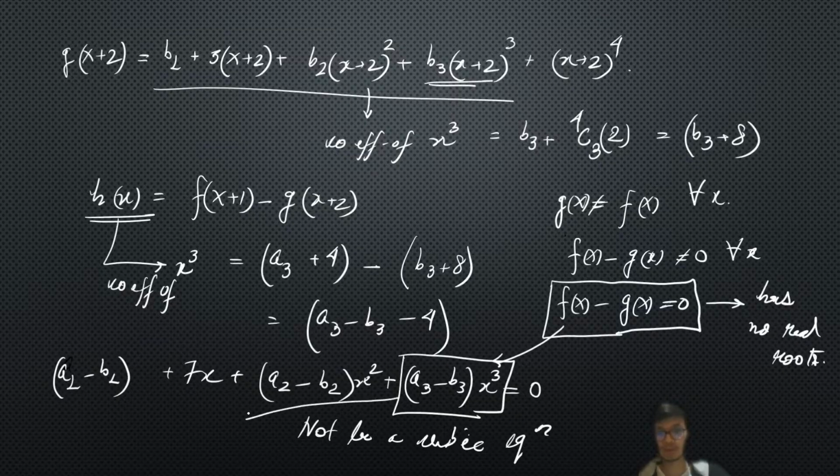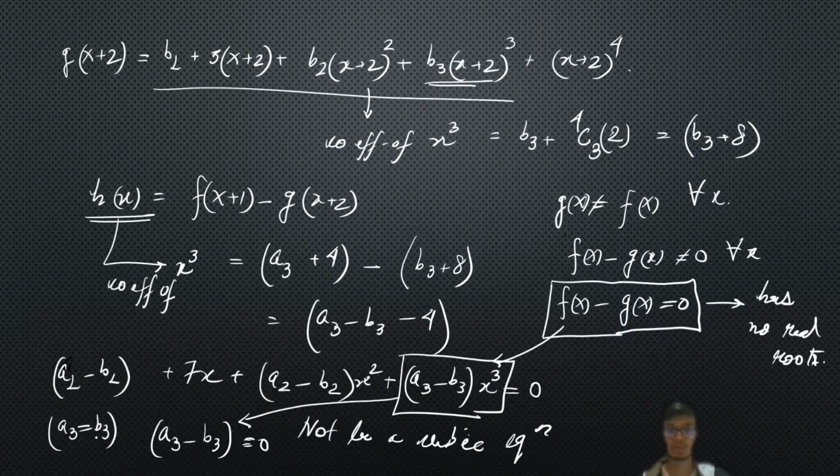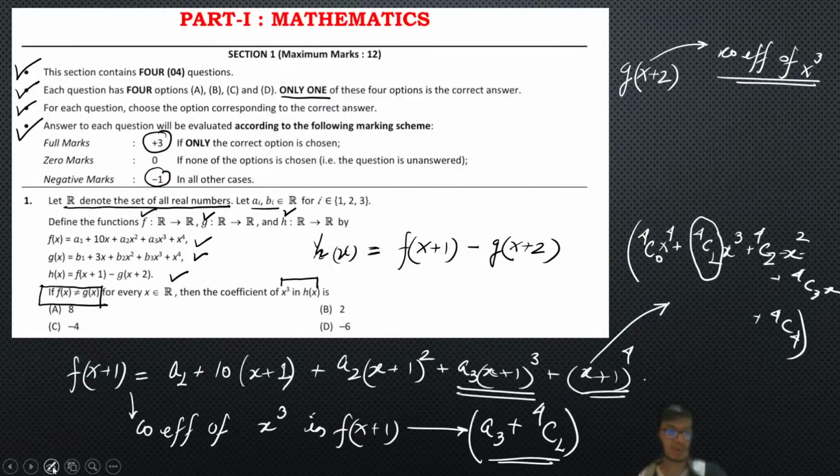And then if it's not a cubic equation, then I can make it not a cubic equation by making the coefficient of x cube equal to 0. So from this part, I'm going to get a3 minus b3 is equals to 0, or a3 is equal to b3. So if I put that same thing over here, this part a3 minus b3 is going to be 0, and ultimately the coefficient of x cube is going to come out as minus of 4. That is option C, all my friends. Okay, so option C is going to be the very correct answer of this particular question over here.